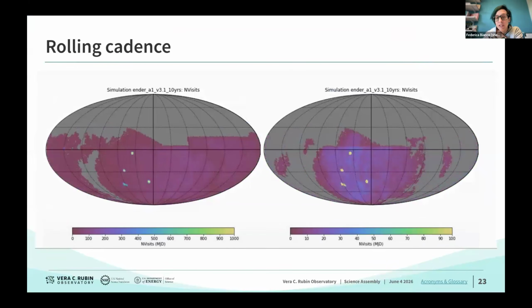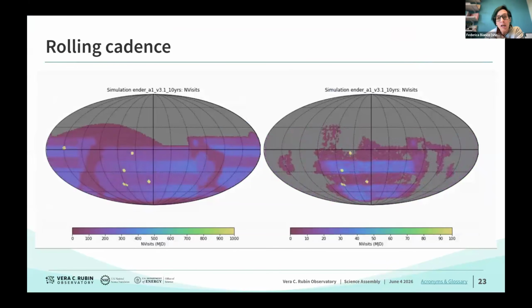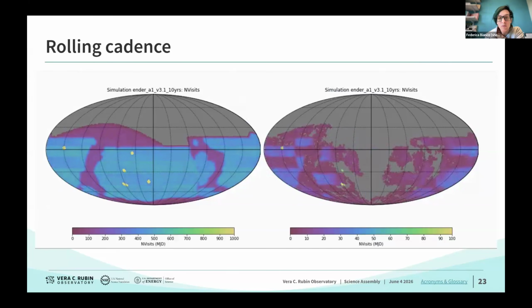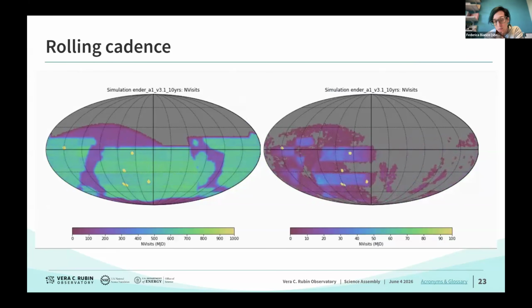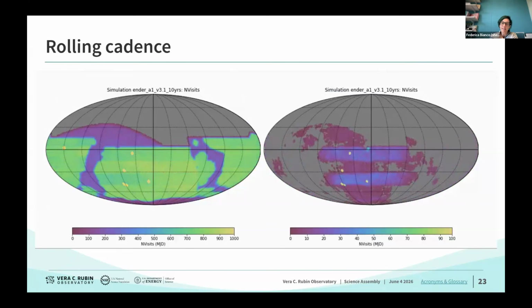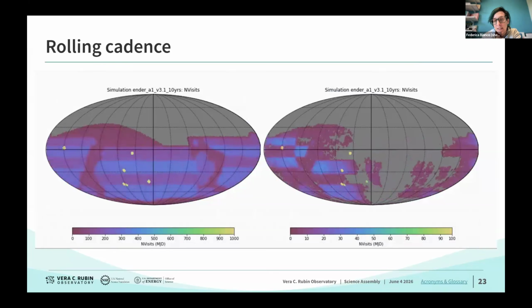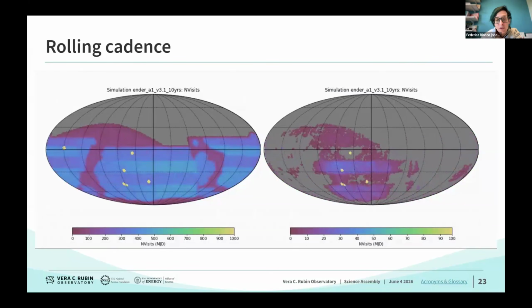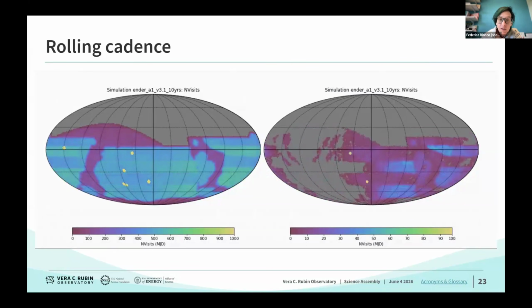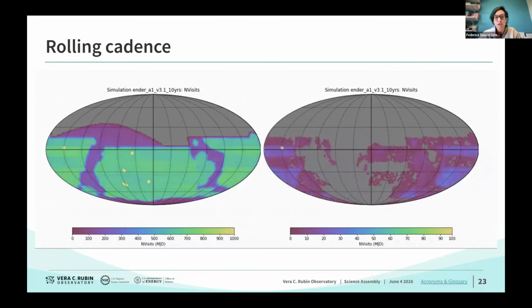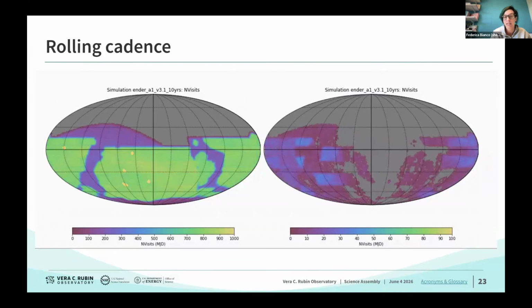Two key changes over time that I want to mention. In version 3 of the OpSims, we recommended to perform LSST with a rolling cadence. So on the right side here, you see the observations as they happen every night. On the left side, you see the cumulative observations. So basically how we proceed to build the stacks for LSST.